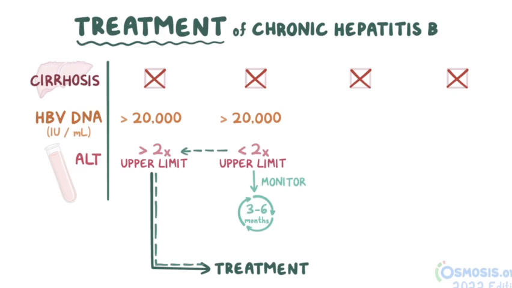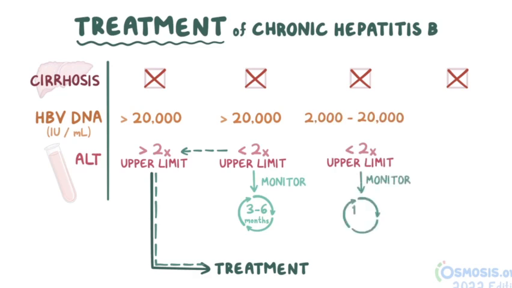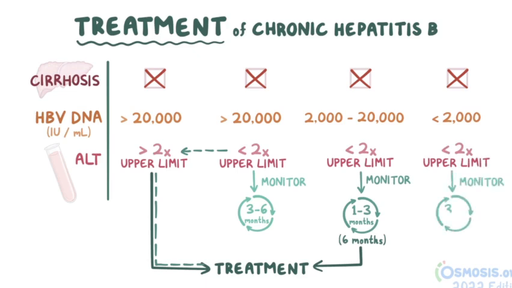is started. If HBV DNA levels are between 2,000 and 20,000 IU, and levels of ALT are under 2 times the upper limit of normal, then the labs are monitored every 1 to 3 months. If HBV DNA remains between 2,000 and 20,000 international units per milliliter for 6 months, then treatment is started. If the HBV DNA levels are below 2,000 IU, and levels of ALT are under 2 times the upper limit of normal, then labs are monitored every 3 to 6 months. If ALT levels rise above 2 times the upper limit of normal, then treatment is started.